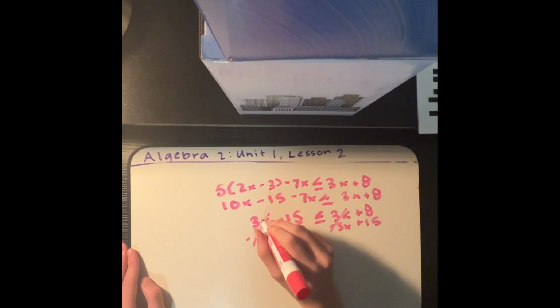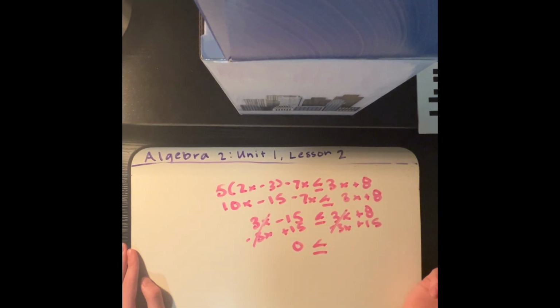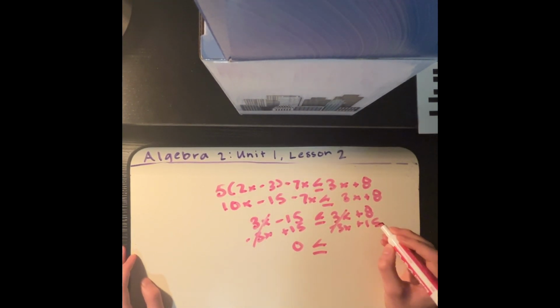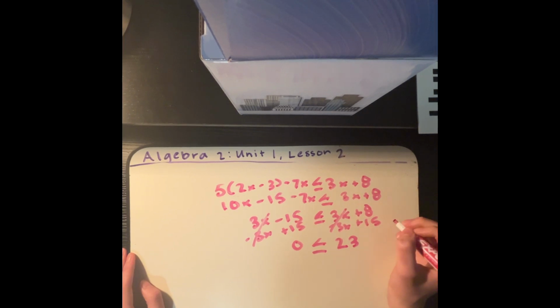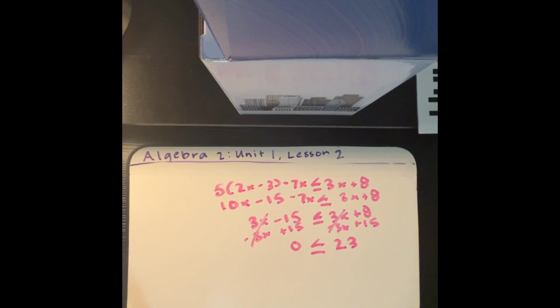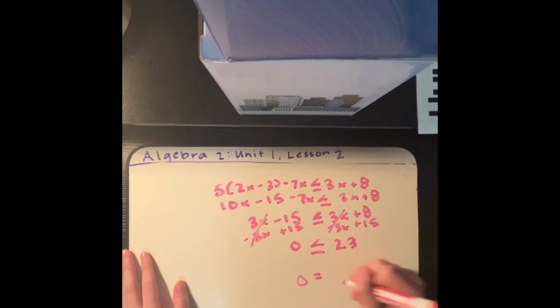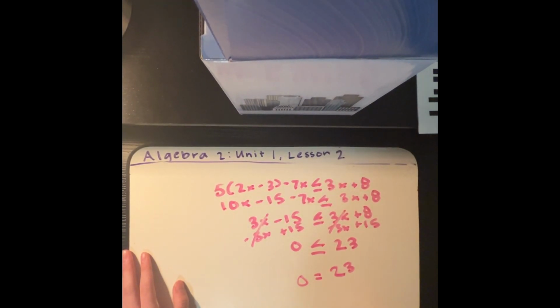Since this cancels out, we get 0, and 15 plus 8 is 23. And 0 is less than or equal to 23. Now, remember in equations, if I had 0 is equal to 23, I would go, this is not true, so this is no solution.